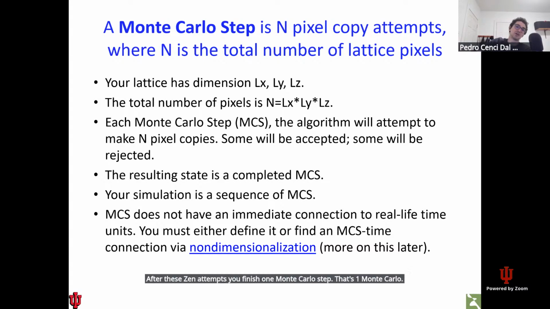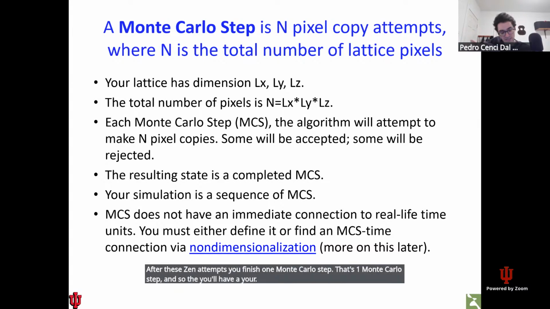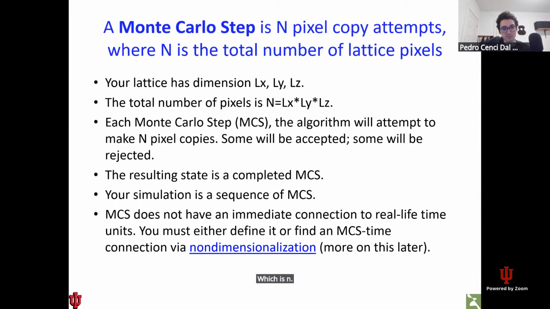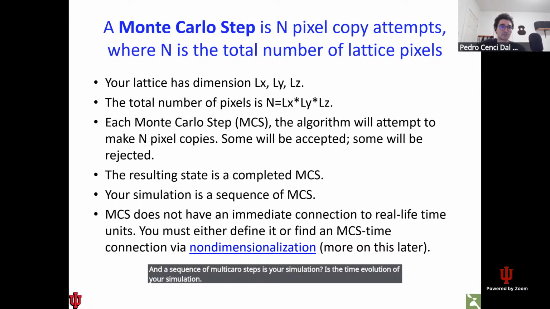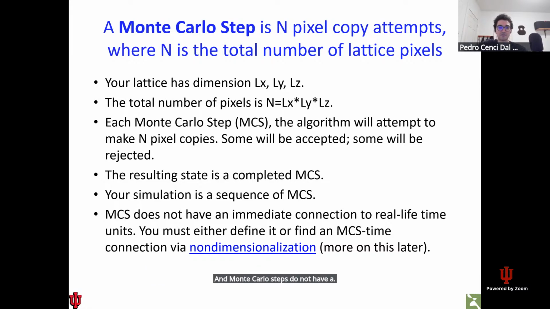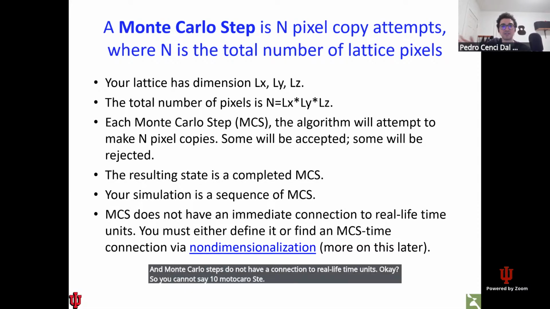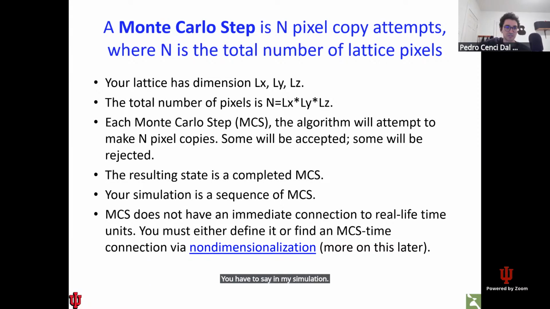And so you have your next state, the next simulation state after one Monte Carlo step, which is n pixel copy attempts. And a sequence of Monte Carlo steps is your simulation, the time evolution of your simulation. And Monte Carlo steps do not have a connection to real life time units. So you cannot say 10 Monte Carlo steps is a minute by default. You have to define it. You have to come up with a map. You have to say, in my simulation, 100 Monte Carlo steps is equivalent to an hour.